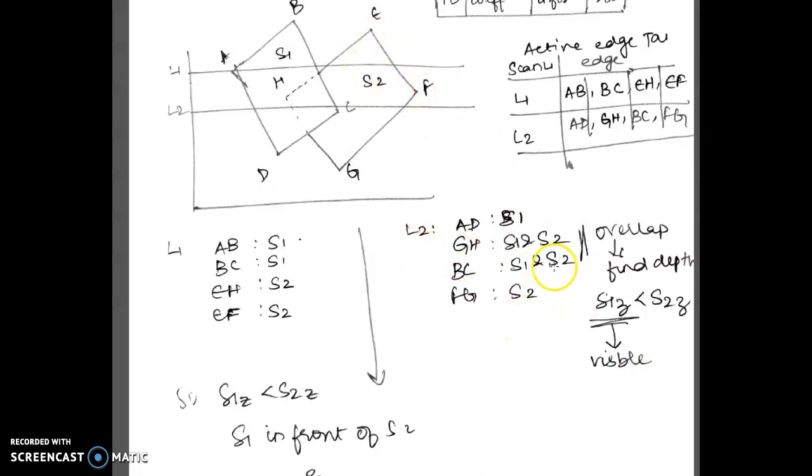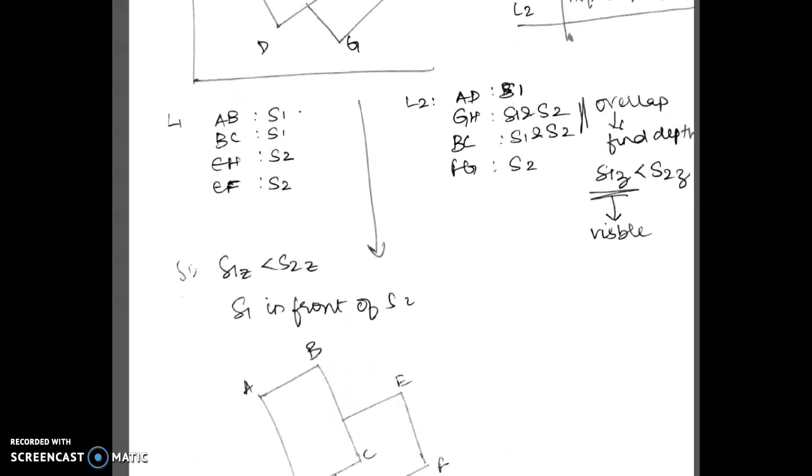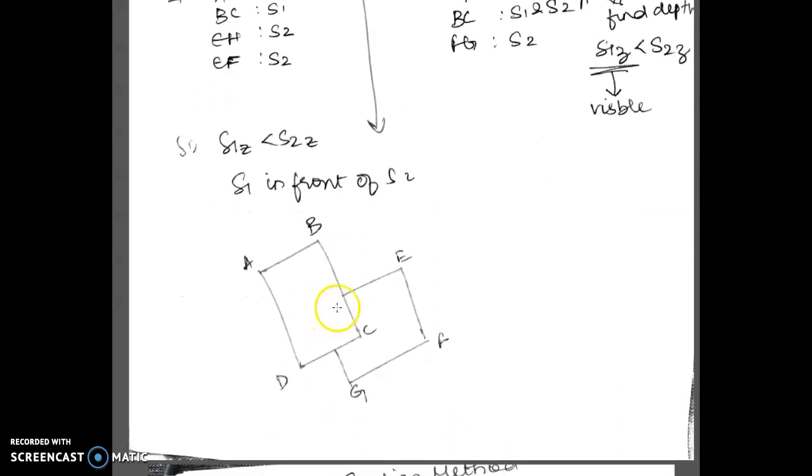So what happens is the computer will infer that there is an overlap. When there is an overlap, the computer will find the depth using the scan line. Whichever depth is lesser will be considered visible, and whichever depth is greater will be the backside. We have seen that S1 of Z is lesser than S2 of Z. That means the S1 polygon is in front of the S2 polygon, and that part will be eliminated. So the final result will be like this.